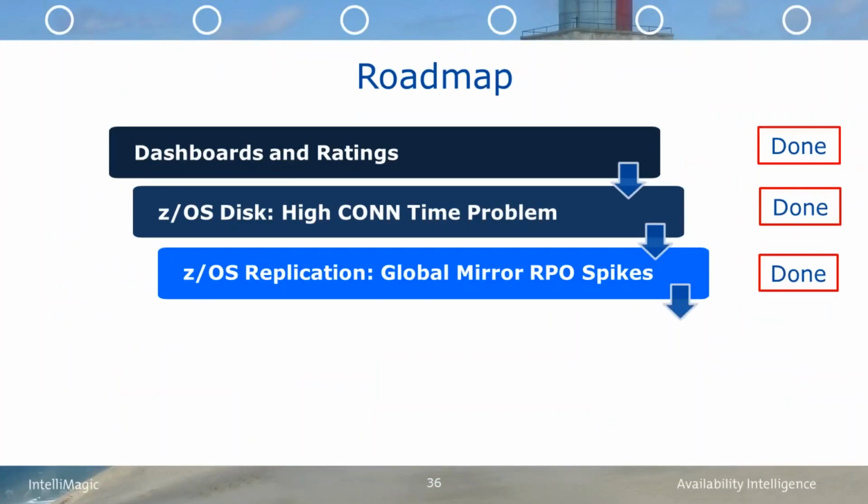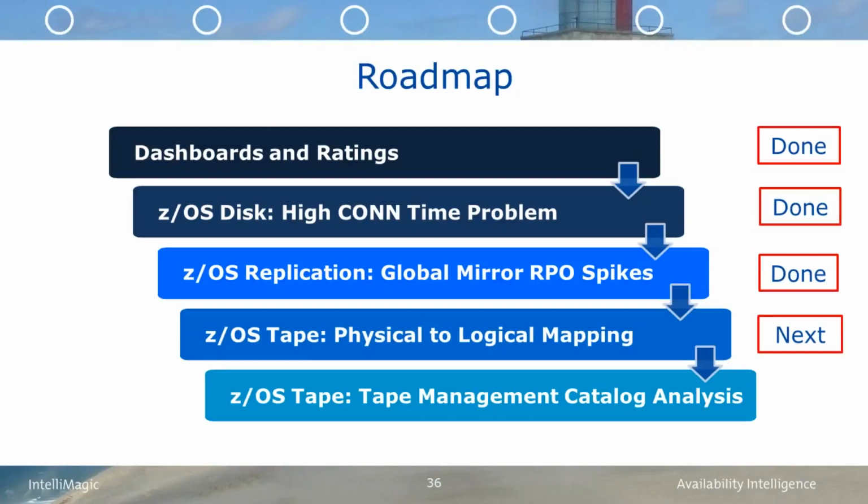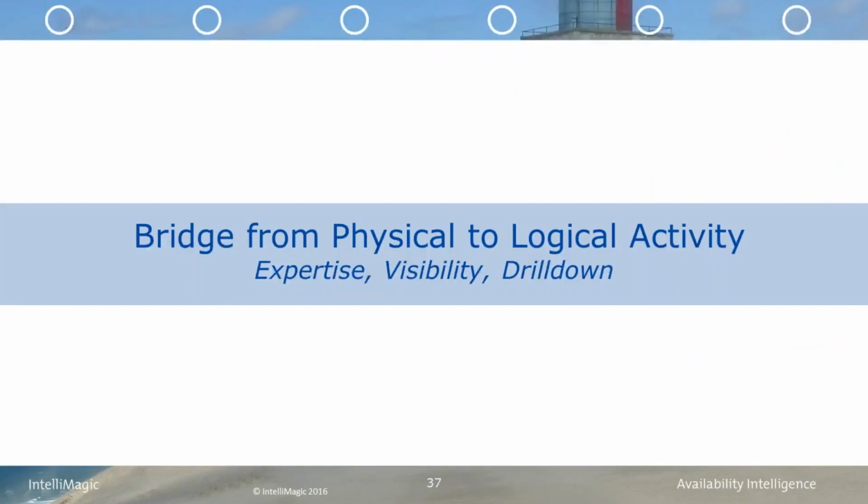So far in the presentation roadmap, Lee has presented the high connect time problem and the replication problem as far as disk is concerned, and now we're moving on to the z/OS tape. I'm going to show you a physical to logical mapping, as well as some of the tape management catalog analysis we just recently added to the product. So now we're talking about visibility and embedded expertise. This is the bridge from the physical to logical activity. And I'll start up the demonstration.